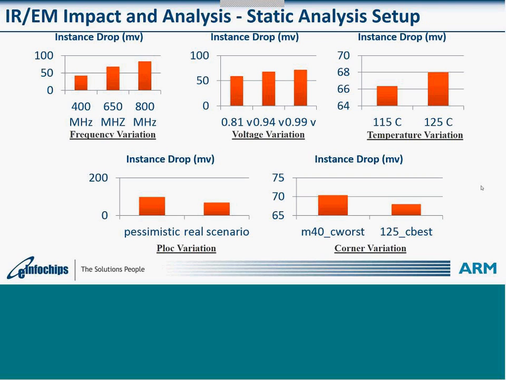Moving on to variation, like M40 C worst corner and 125 C best corner, there is a very big difference in instance drop again. So we are very careful when we choose the corner for IR and EM. Otherwise the entire calculation goes wrong, and we may not be able to converge silicon, even post silicon.